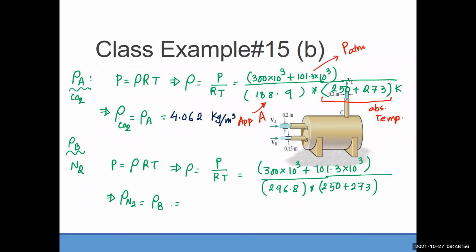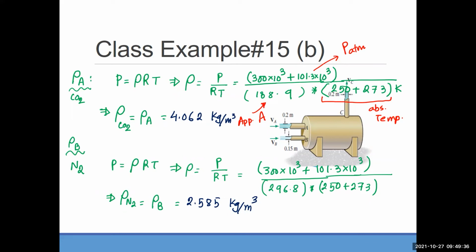What about this one? Rho B or rho nitrogen? Yeah, that's what I got. 2.585. Okay, now we have everything. The only unknown is mixture velocity and a big equation we need to solve. But other than that, rest of the part is easy, right?